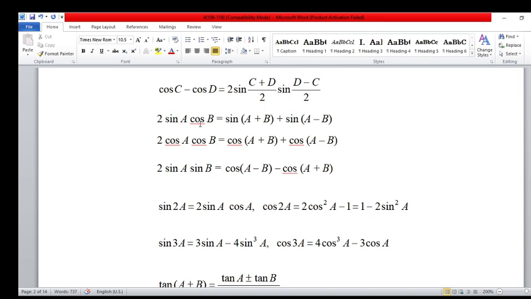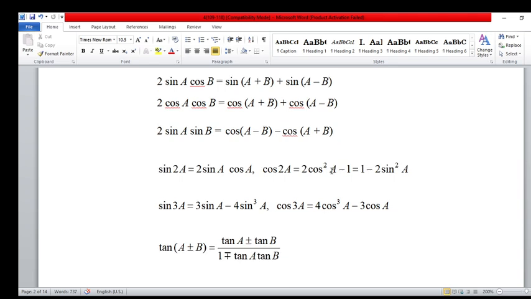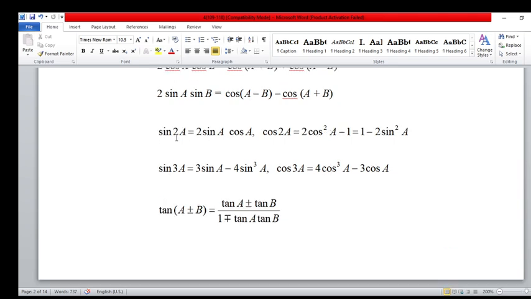These are the twice sin a cos b formula: sin(a + b) plus sin(a − b). Twice cos a cos b formula: cos(a + b) plus cos(a − b). And twice sin a sin b formula: cos(a − b) minus cos(a + b). Here this is again a simple formula.